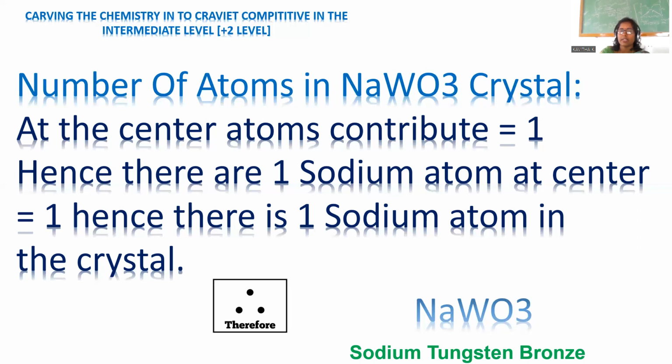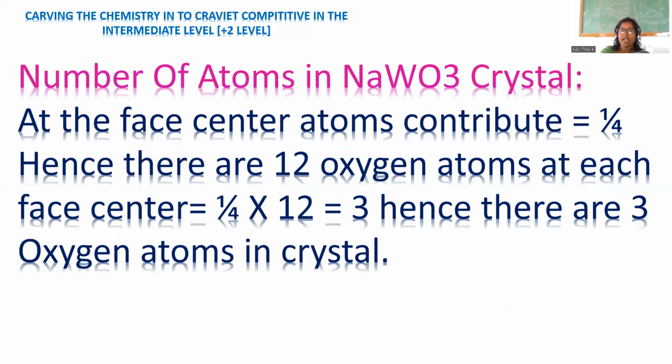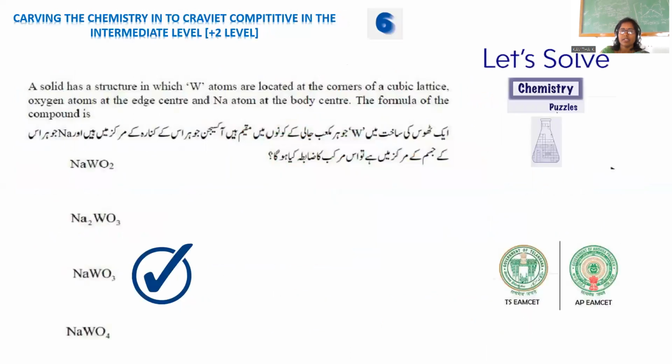It can be denoted as sodium tungsten bronze. This is called sodium tungsten bronze. So this is solid state chemistry, physical chemistry quantities, and NaWO3 is the correct answer. By this, we completed the entire session of this entrance examination or competitive examination chemistry.